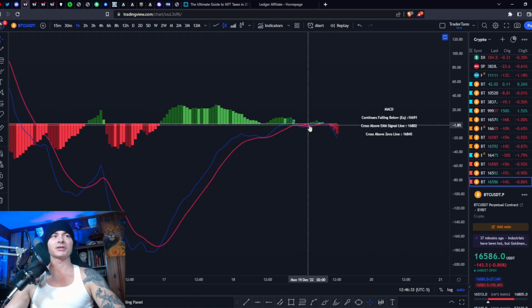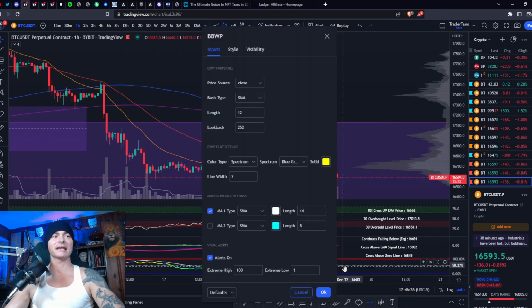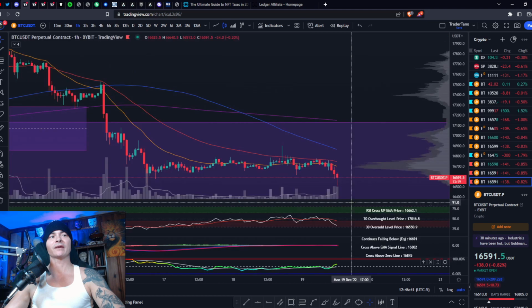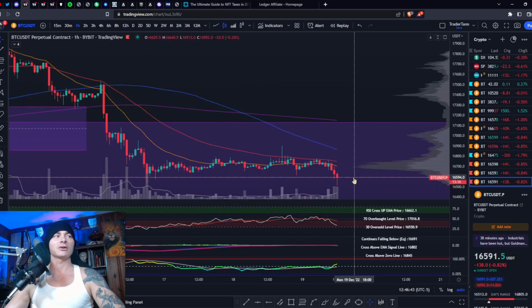MACD got rejected from that zero line, coming down. Negative momentum on that histogram is increasing as your BBWP just got above its moving average. Moving average has a positive slope. So here we go.